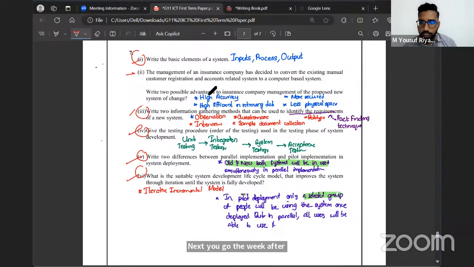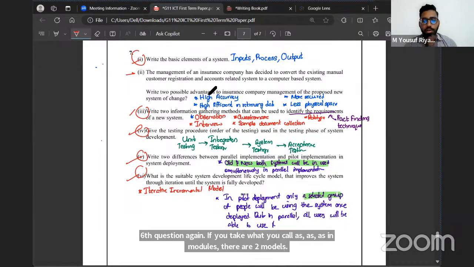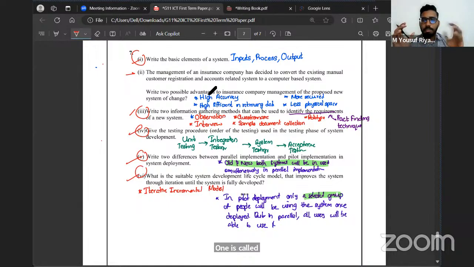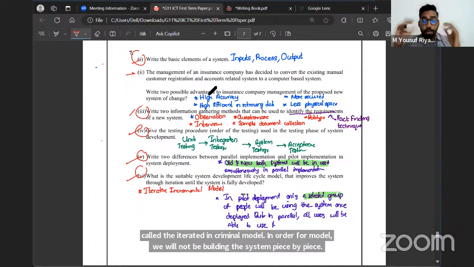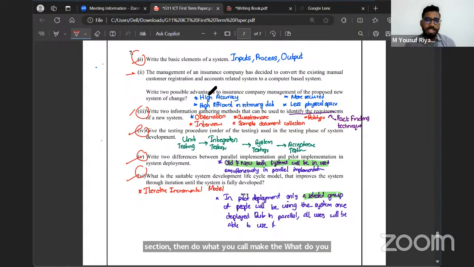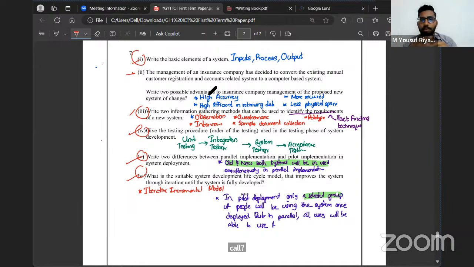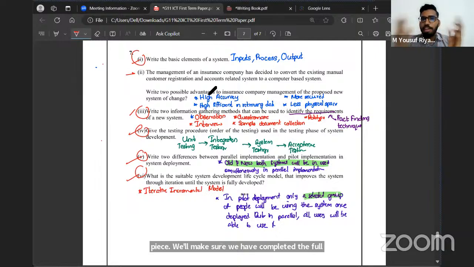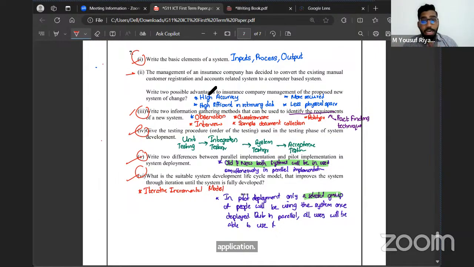The sixth question again. If you take SDLC models, there are two models. One is called a waterfall model, and one is called the iterative incremental model. In waterfall model, we will not be building the system piece by piece. That means, for example, imagine we are going to make WhatsApp. We will not first make the chat section, then make the status section. We're not going to do piece by piece. We'll make sure that we have completed the full application. Then only we'll release it to the public. That's like waterfall model. In iterative incremental model, it doesn't go like that.